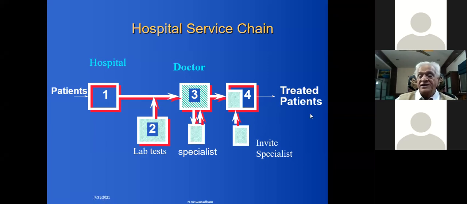Sometimes they may invite a specialist to the hospital and so on. This is what usually happens in the hospital. How many times do you go to the hospital physically? First you go to the hospital, afterwards to the lab, afterwards to the doctor again, and the specialist comes, you go again. So for 5 or 6 times you have to go to the hospital for getting the treatment. But the hospital is not the hospital service chain.